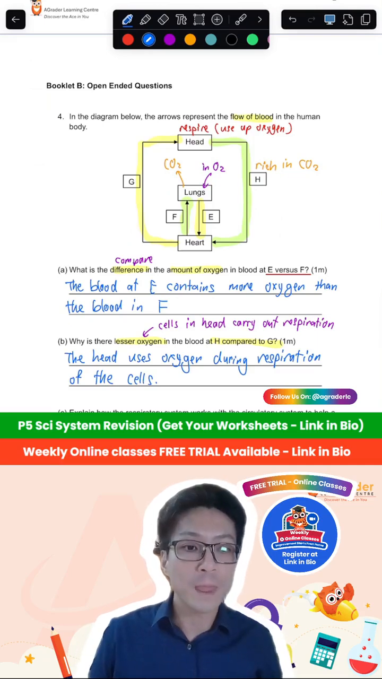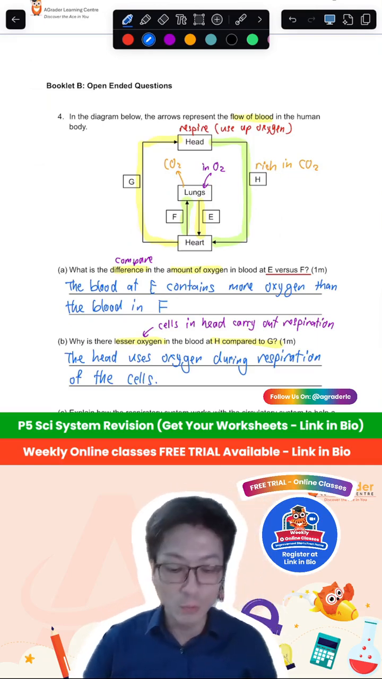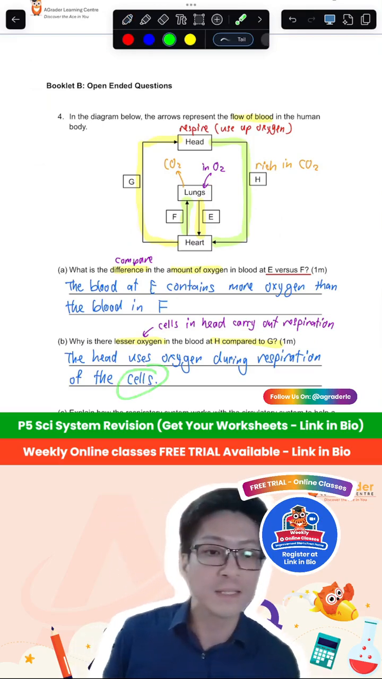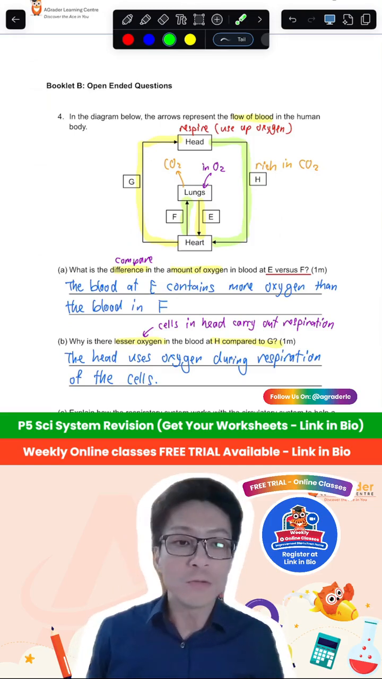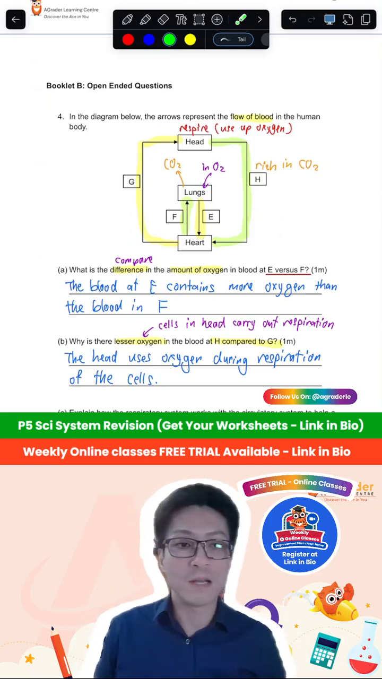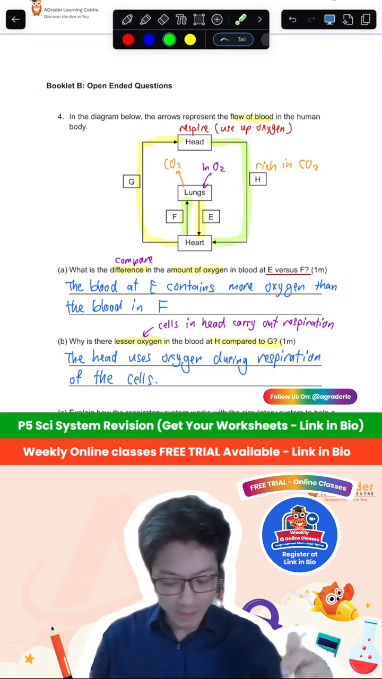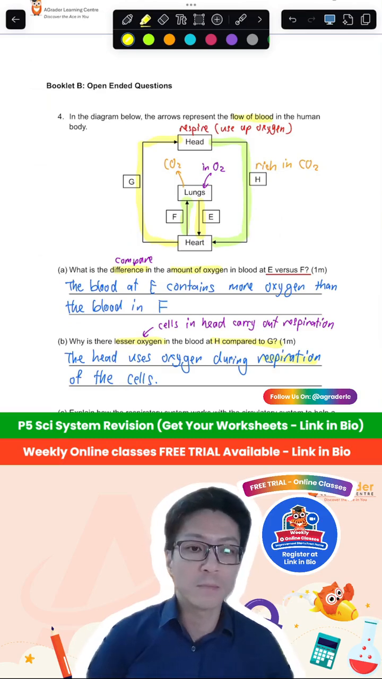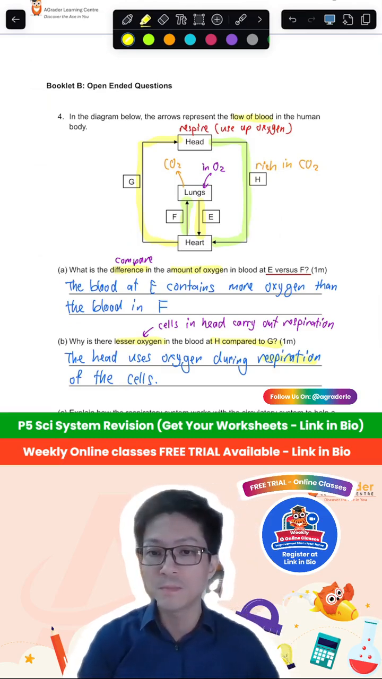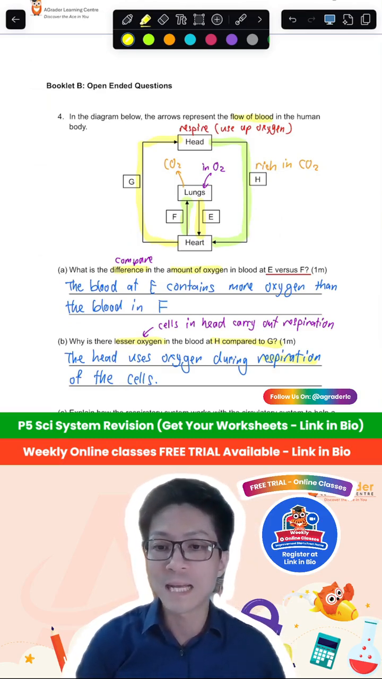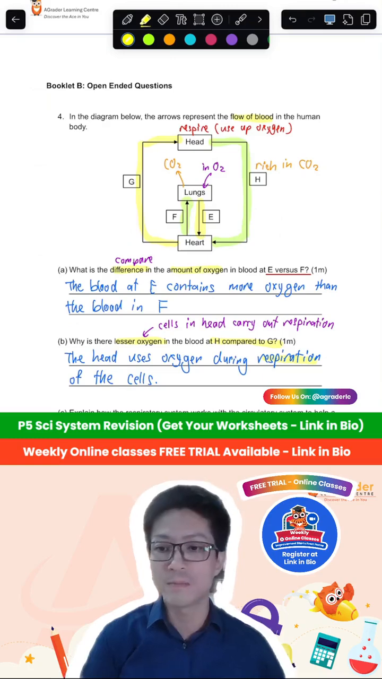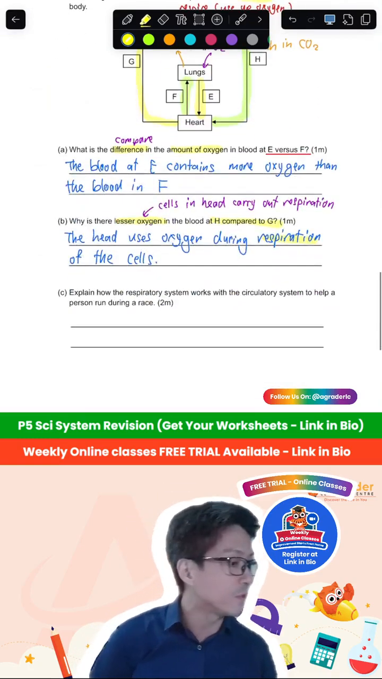cells, right? Okay, if you're in P5, there's no need to write about cells because you are no longer tested on cells, right? But if you're in P6, okay, I would think that it will be better to talk about cells. All right. Okay. Any question about respiration, about the transport system, about why does the blood in H have lesser oxygen? Okay, no question. We can slowly move on to part C.